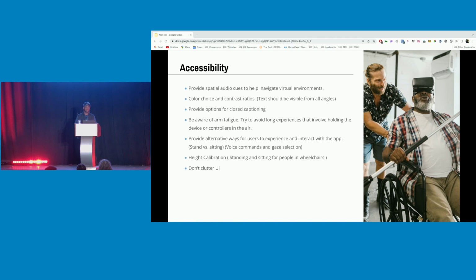They might be in an environment where they can't have the audio on their headset very loud, so they still need a way to watch or learn from your experience. So you just want to have things like that. And then be aware of arm fatigue.